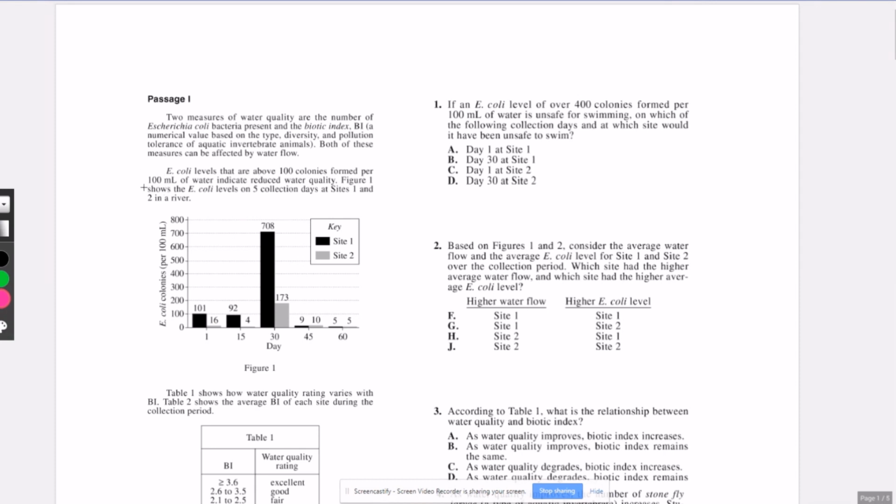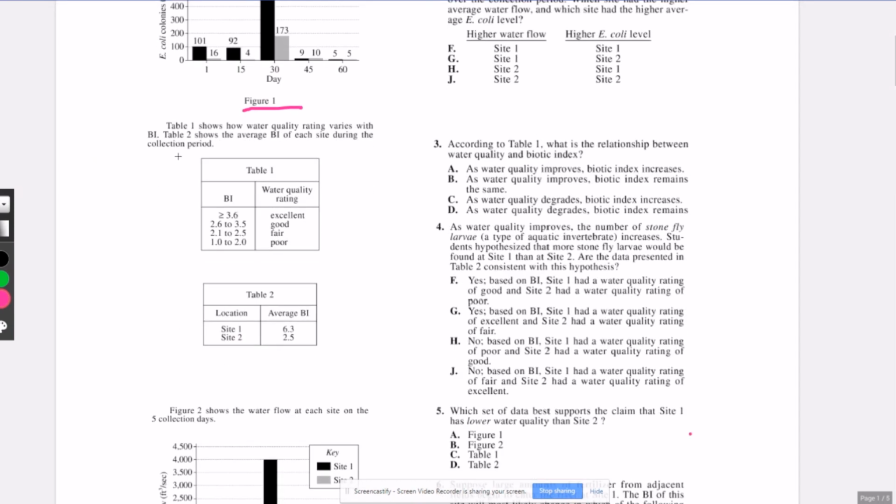So E. coli levels that are above 100 colonies formed per 100 milliliters of water indicate reduced water quality. So high E. coli means low water quality. That's good to remember. Okay. And we have a graph for site 1 and for site 2 of E. coli per 100 milliliters on certain days. And that's our figure 1.